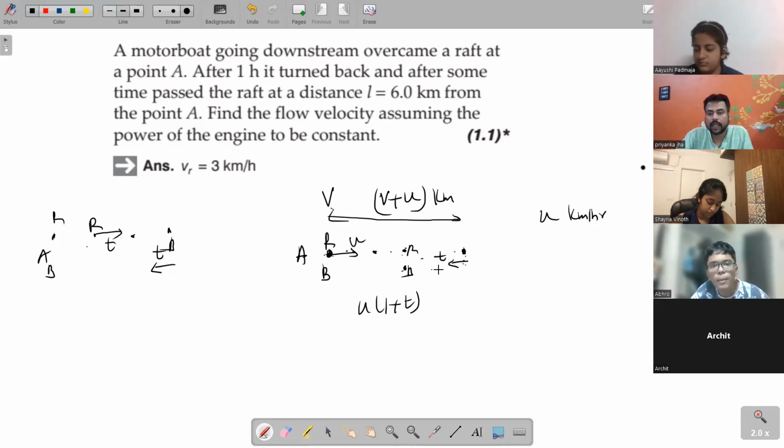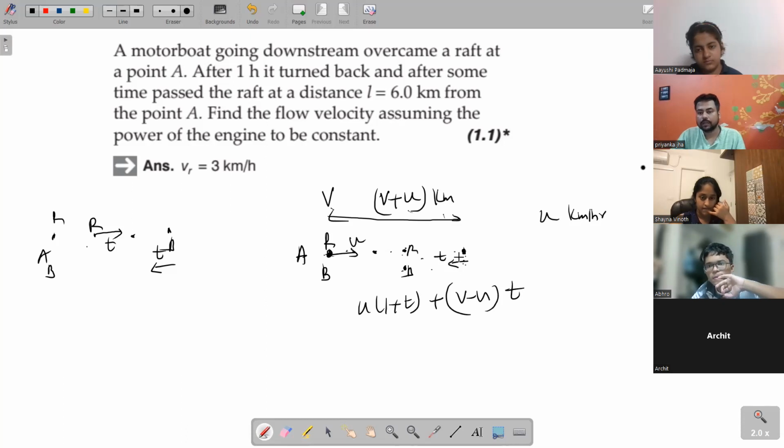Now this is a stream. Now it is going upstream, so the net speed would be V minus U. V minus U into T, from here to here. So this would be the total distance, that is V plus U.